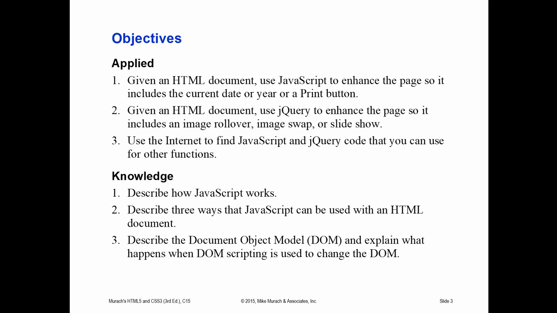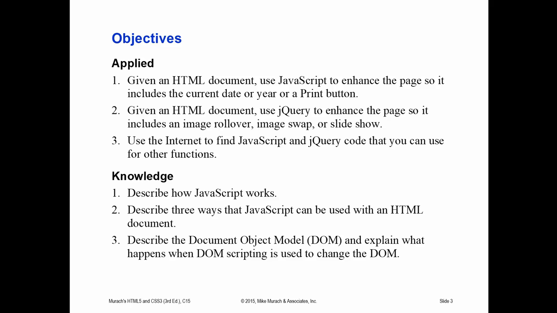Our applied objectives: given an HTML document, use JavaScript to enhance the page so it includes the current date or year or a print button. Given an HTML document, use jQuery to enhance the page so it includes an image rollover, image swap, or slideshow. Use the internet to find JavaScript and jQuery code that you can use for other functions. Those are our 3 applied objectives.